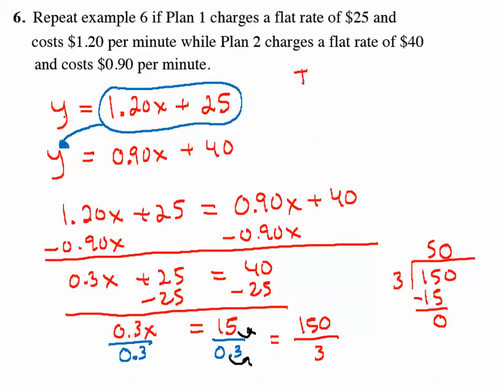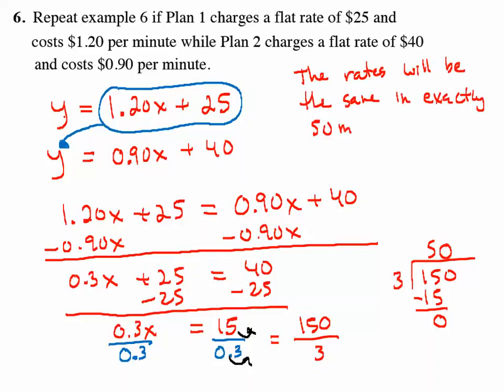So the rates will be the same in exactly 50 minutes of usage. So if you were to use 50 minutes of talk time, the rates will be the same. Notice we haven't solved for Y though. We don't know what the charge would be if we used 50 minutes, right? But would it matter which one we plug the 50 into to get the total charge? No, because we would get the same one on both of them, right?